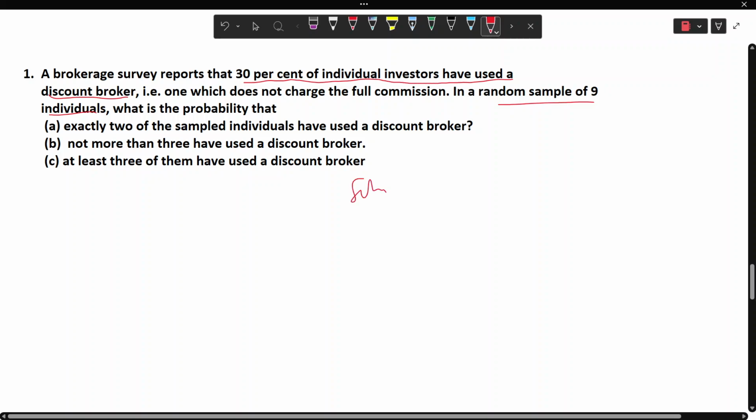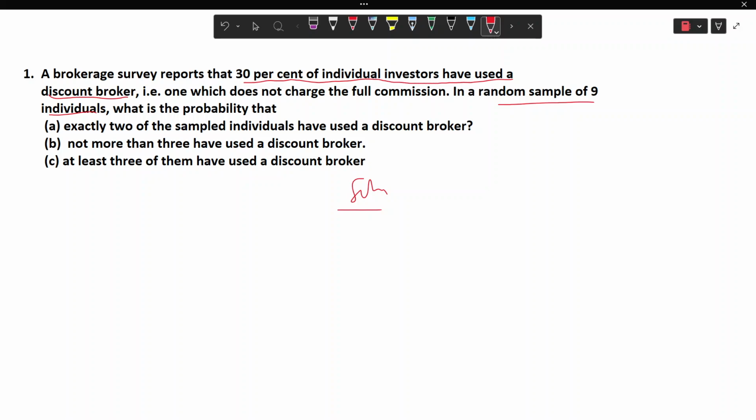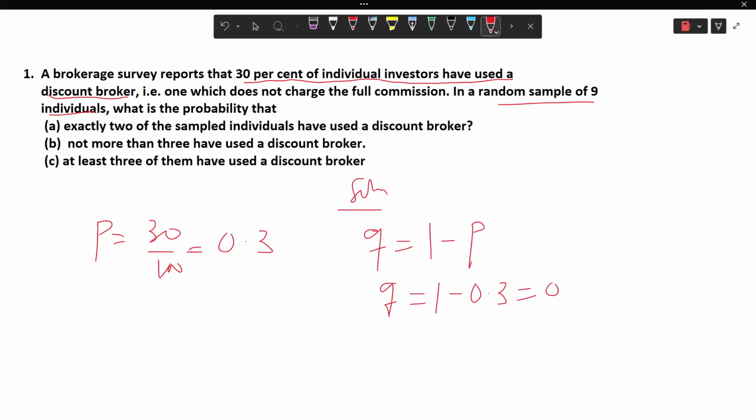Alright, so now let's dive into the question. So we have a brokerage survey reporting that 30% of the individuals have used a discount broker. So this becomes our probability of success. That's P. So 30%, that's 30 over 100, which is 0.3. That's the probability of success. Now, what about the probability that they are not going to use a discount broker? It's 1 minus your P, which is 1 minus 0.3, 0.7.